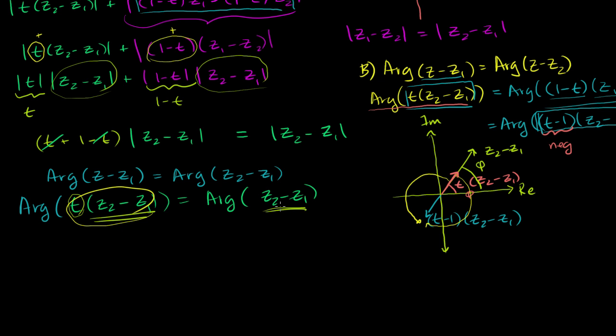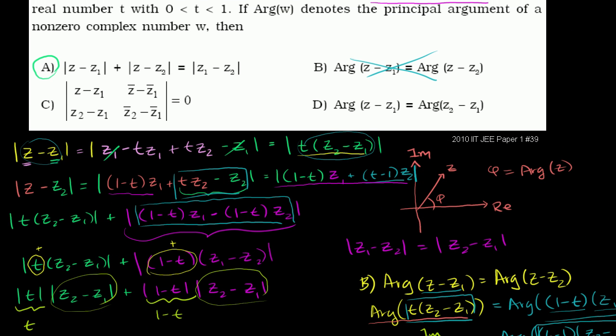This vector and this vector, or this complex number and this complex number, are going to point in the same direction. So their angles are the same. This orange complex number is t times z2 minus z1. And then the green one, just to be clear, z2 minus z1 is that. They're clearly in the same direction. They clearly have the same argument. So choice D is another correct choice. Now I'm going to leave you there. In the next video, we're going to see if choice C works.